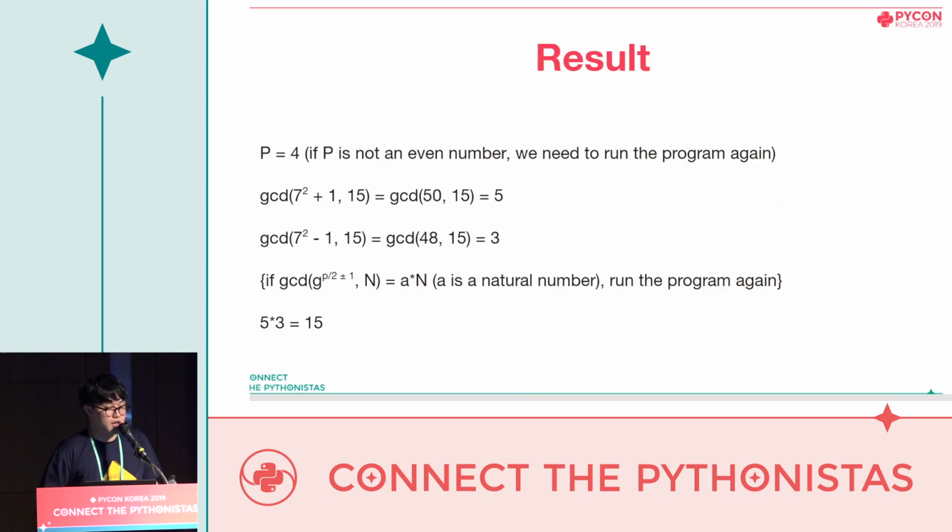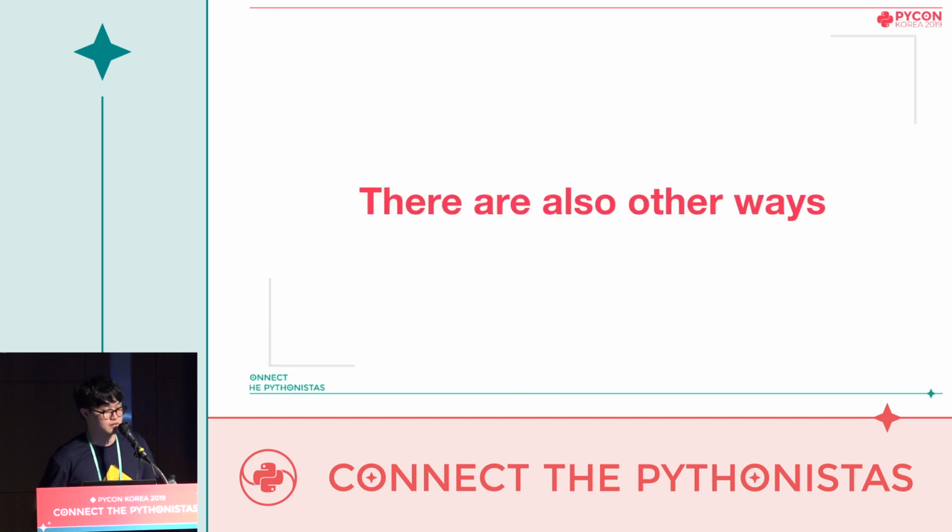So let's check. We got 4 as our period. So if we calculate the common divisor between 15 and 7 to the power of 4 divided by 2, plus 1, which is between 15 and 50, we get 5. And we do the same with the other factor, and we get 3, which, when multiplied, becomes 15, the number n. So we are done here.